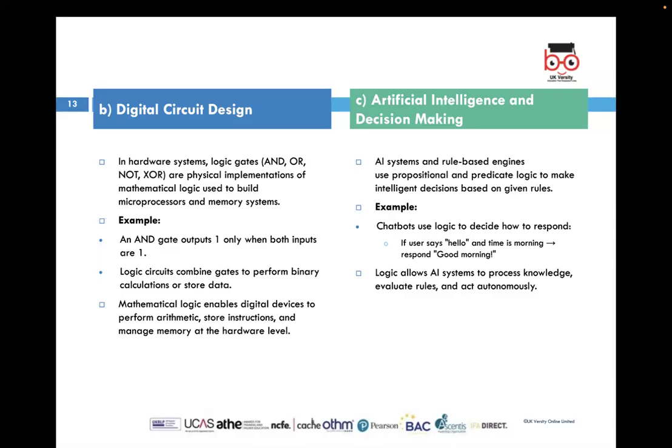Artificial intelligence and decision making. AI systems and rule based engines use propositional and predicate logic to make intelligent decisions based on given rules. For example, a chatbot uses logic to decide how to respond, i.e., if user says hello and time is morning, respond good morning. Logic allows AI systems to process knowledge, evaluate rules, and act autonomously.